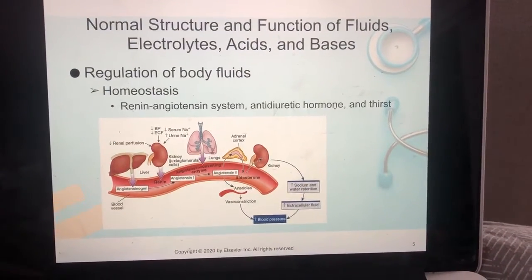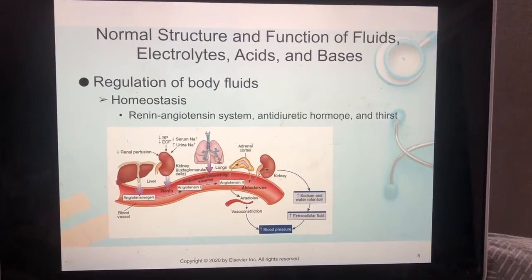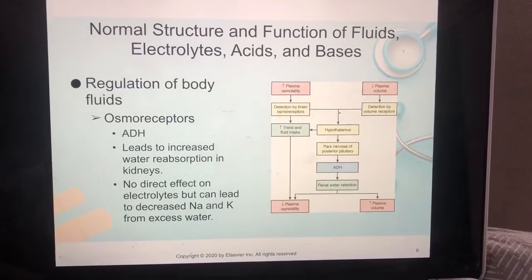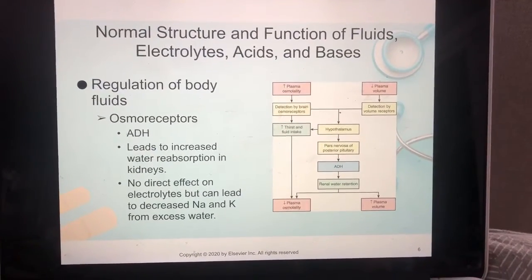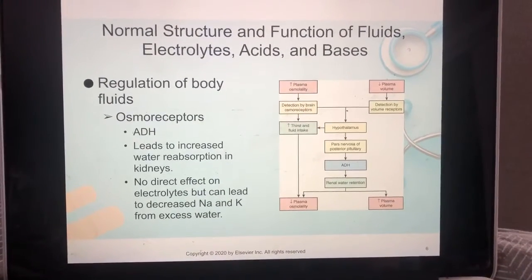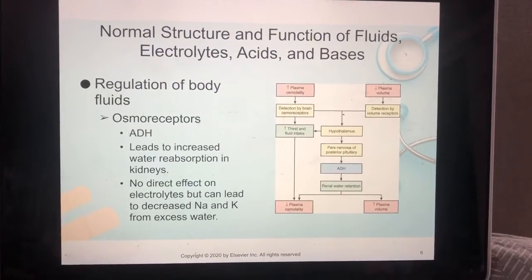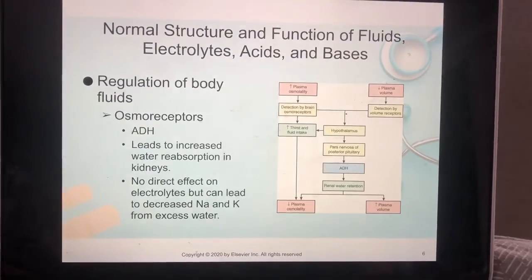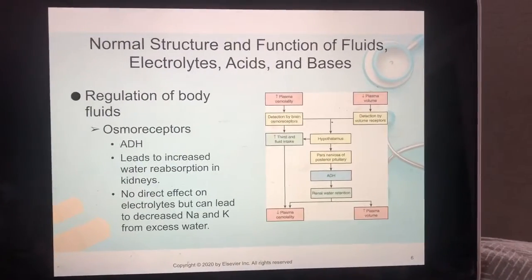Regulation of body fluids, or homeostasis, is controlled by many factors. So the renin-angiotensin system, antidiuretic hormone, and thirst. So osmoreceptors are receptors in the kidneys that can trigger ADH, which is the antidiuretic hormone. If it senses low fluid volume, it will lead to ADH, which will increase the water absorption in the kidneys. Something to note is that antidiuretic hormone does not directly affect electrolytes, but since we are retaining more water, it can lead to a decrease of sodium and potassium because that extra water is diluting out our potassium levels.